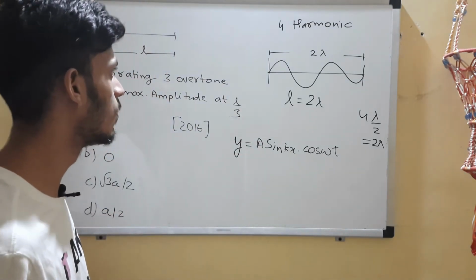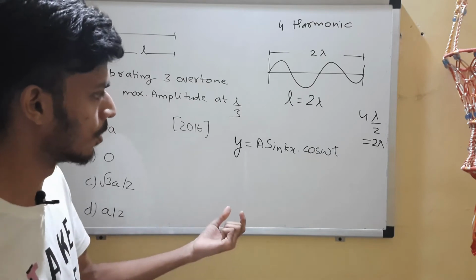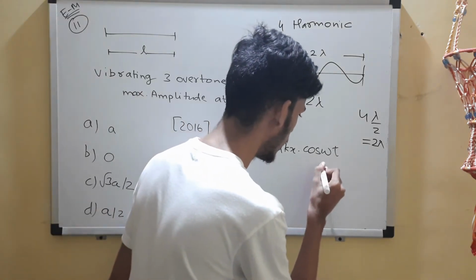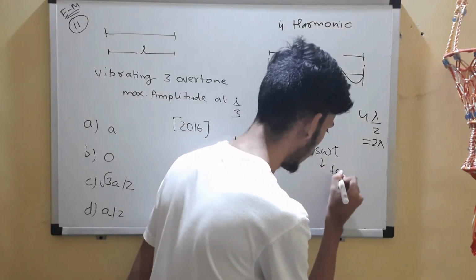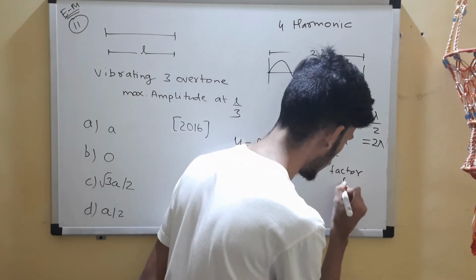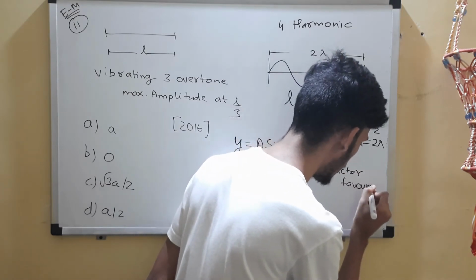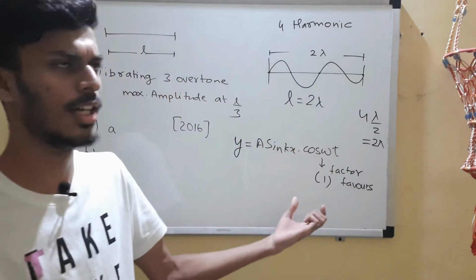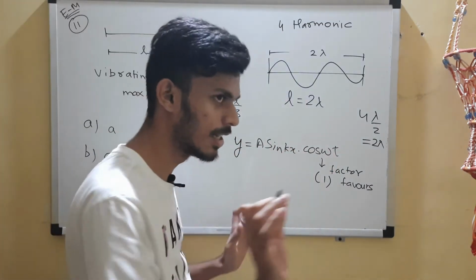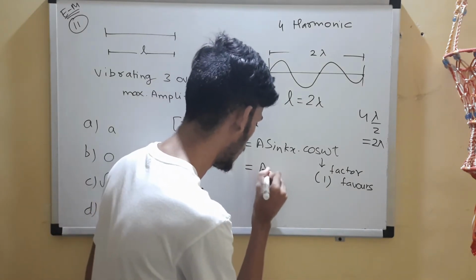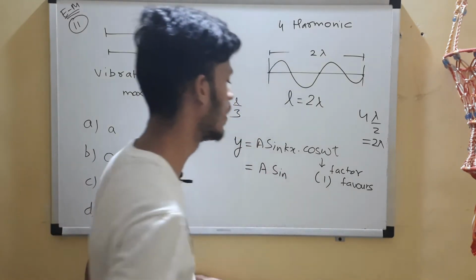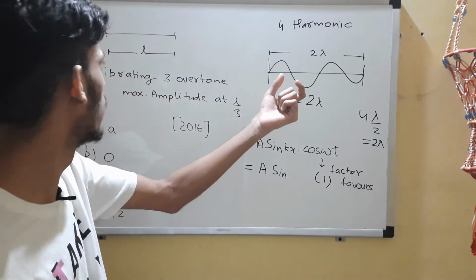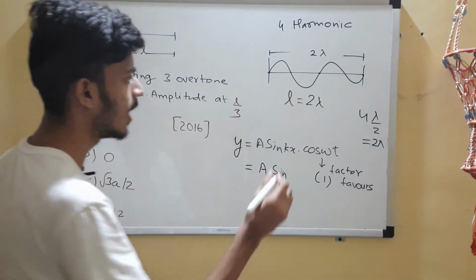Now we want the maximum amplitude. So I will already consider that this factor favors. What do I mean by that? I mean that this value will be 1. This factor already favors, so I'll consider that. So in order to find the maximum amplitude at L by 3, we are supposed to find the maximum amplitude at L by 3.